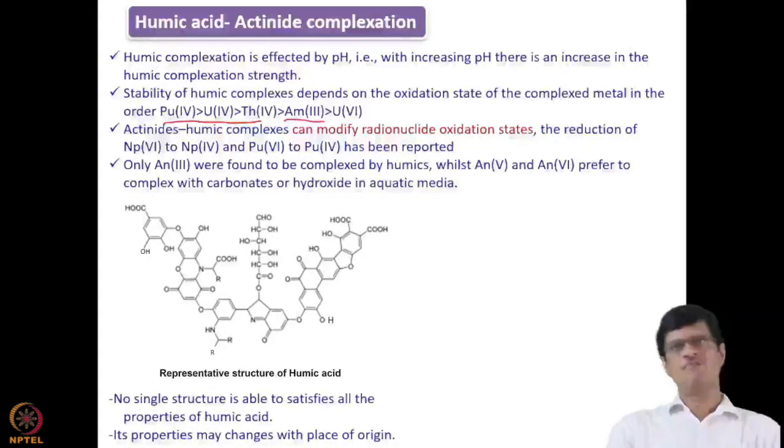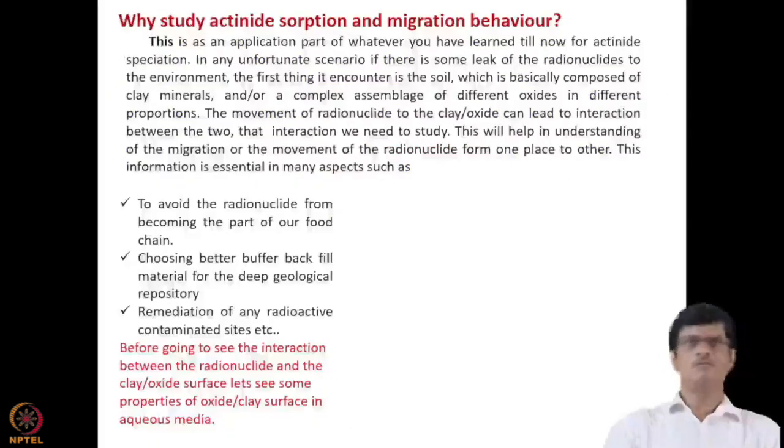This can modify the radionuclide oxidation state, that is, neptunium 6 can be reduced to neptunium 4 and plutonium 6 to plutonium 4. This has been reported, as mentioned in the previous Nevada Test Site report also. Even though we expect plutonium 5, it has been reduced to plutonium 4, which is why the plutonium concentration has been much less. Now, why study the actinide sorption and migration behavior?